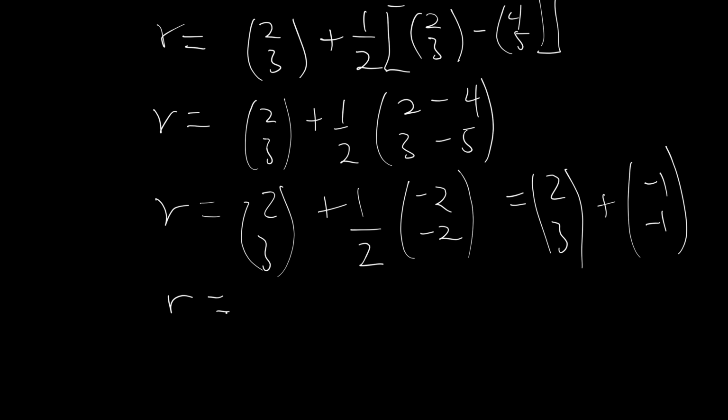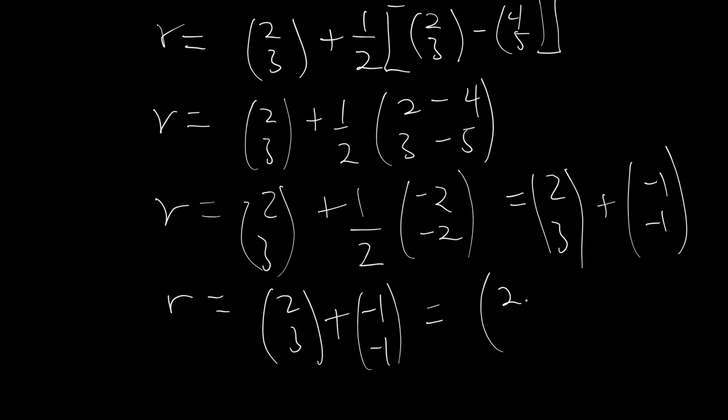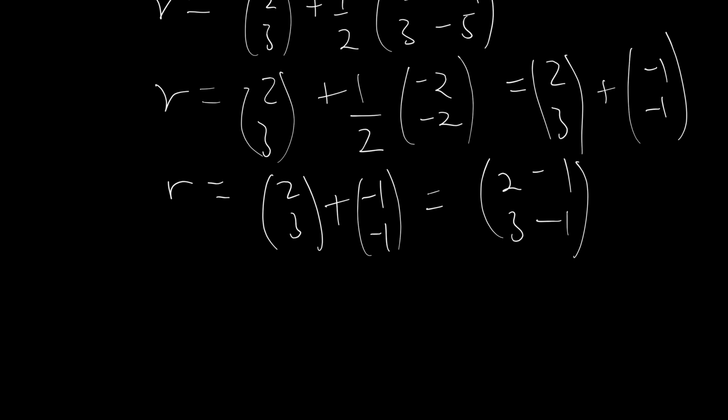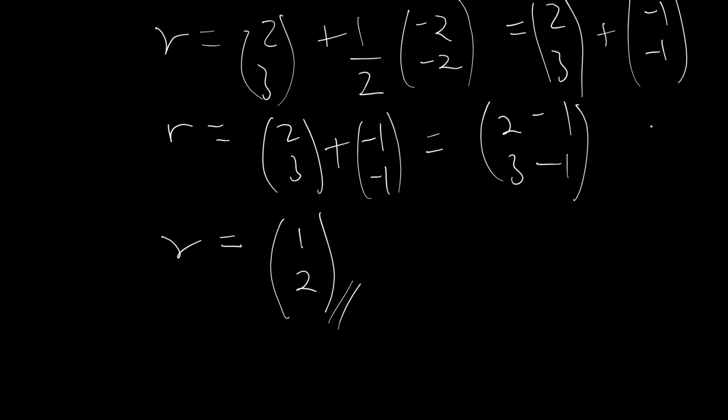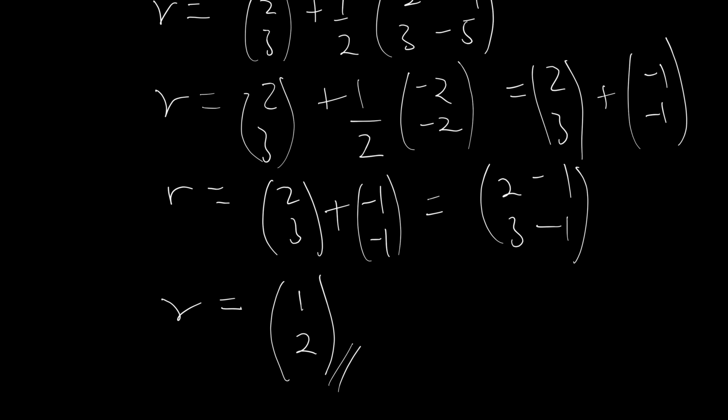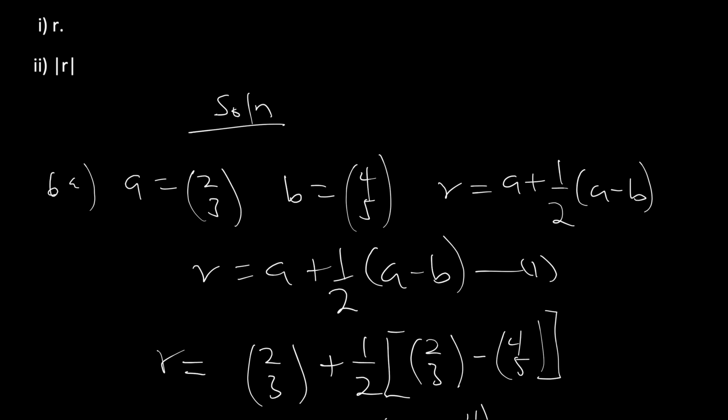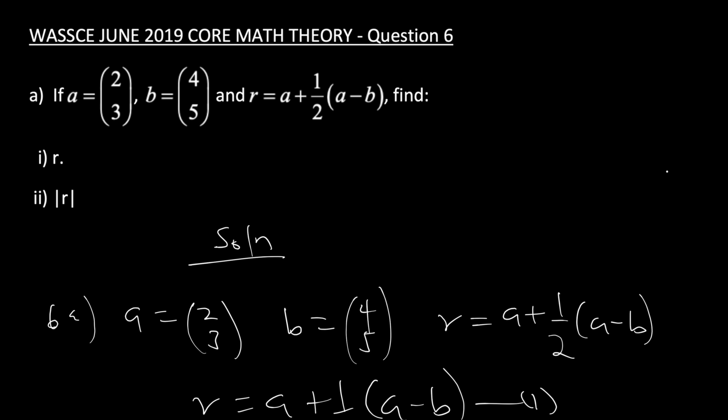So our R, which is (2, 3) plus (minus 1, minus 1), becomes (2 minus 1, 3 minus 1). So 2 minus 1 is 1 and 3 minus 1 is 2. So our R becomes (1, 2). So this will be our solution for question 6a(i). So moving on to question 6a(ii).